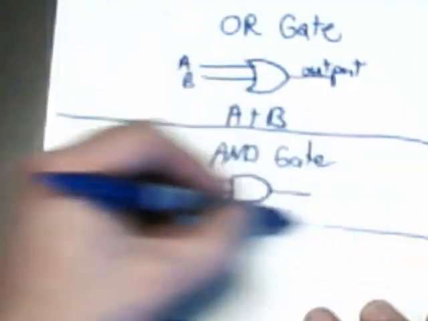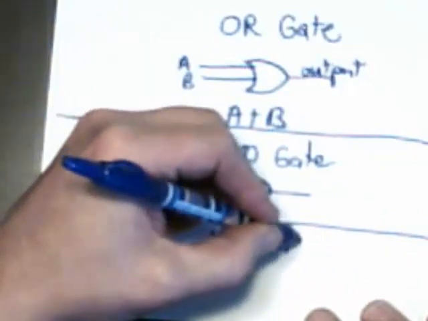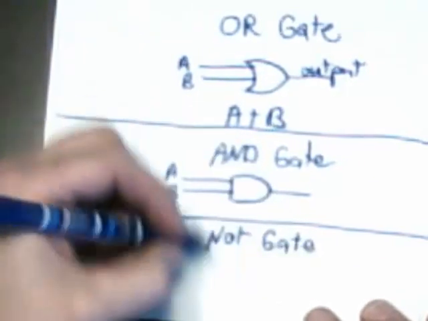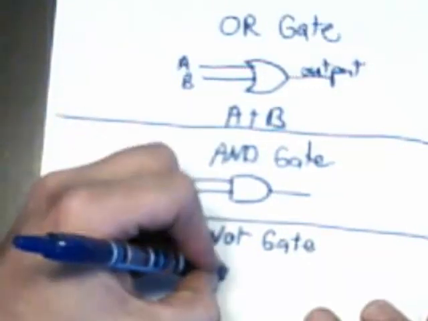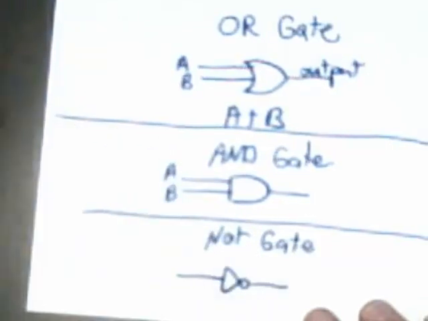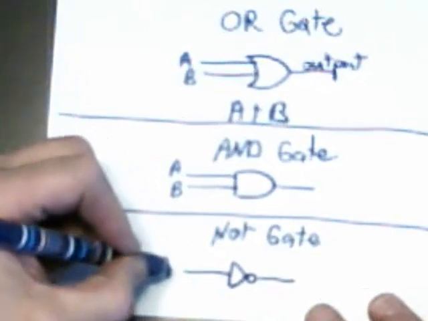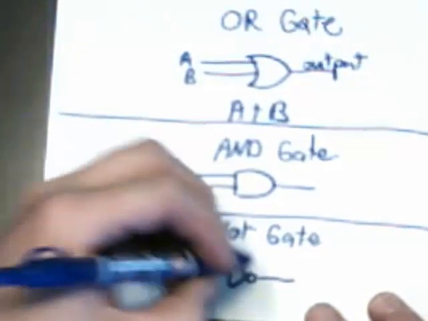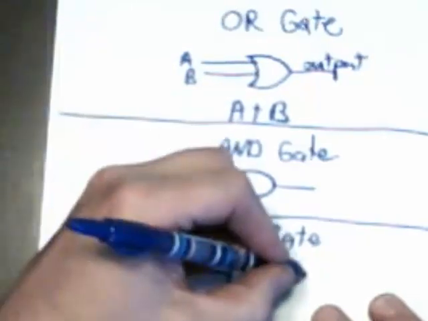And of course, the next symbol we need to get a hold of is the NOT gate. The NOT gate has one input, and there is the NOT symbol, a triangle with a circle on it. So as A goes into this symbol, the opposite of A will come out of that symbol.